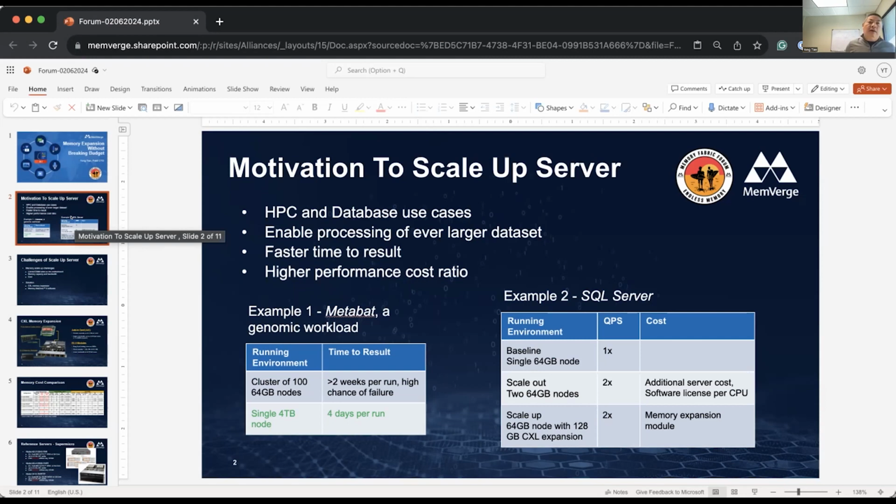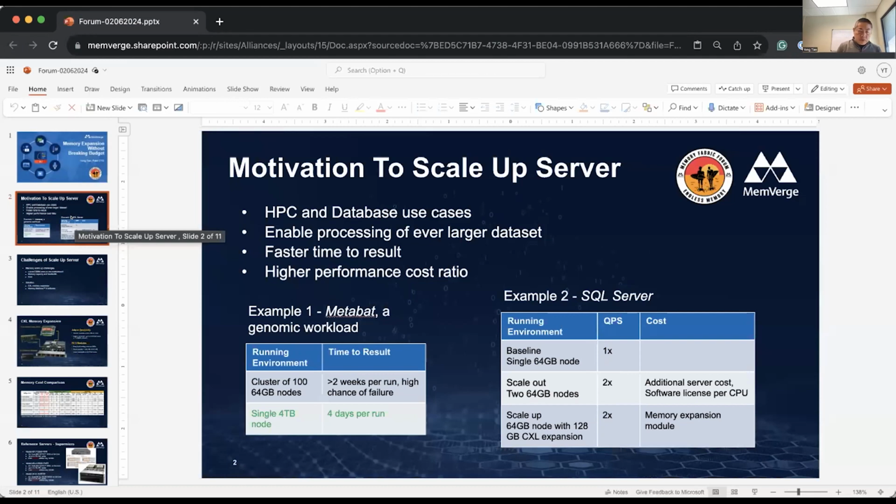The second one is a faster time to result, comparing a scale up solution versus a scale out solution. When you have a scale out solution, which is the most typical way that people solve these large problems, a distributed system will also introduce overhead in terms of cross-node communication and lower CPU utilization. So by consolidating all this work into a larger node, if it's possible, then we get some benefit.